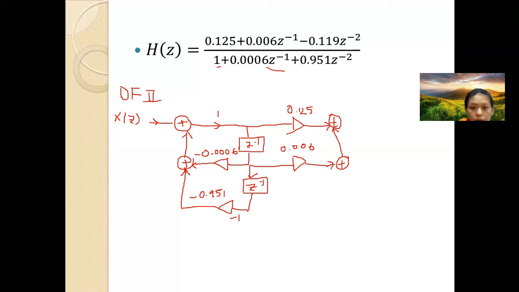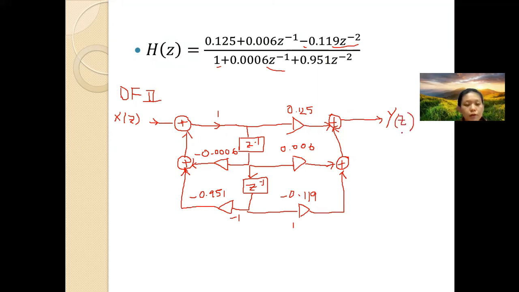And then we have z^-2. For z^-2, we will have the minus here. This one, the straight line is 1 forwards, so we have minus 0.119. And then we go up, sum up, and go to our output Y(z). So now we are done with our direct form 2 block diagram.